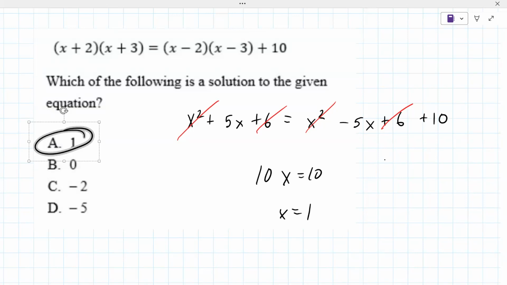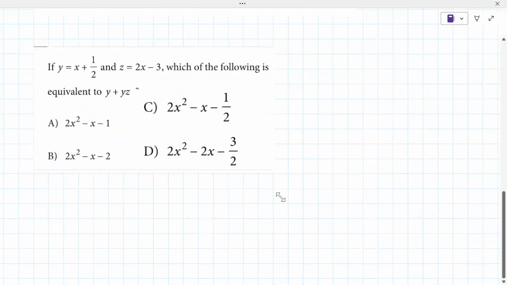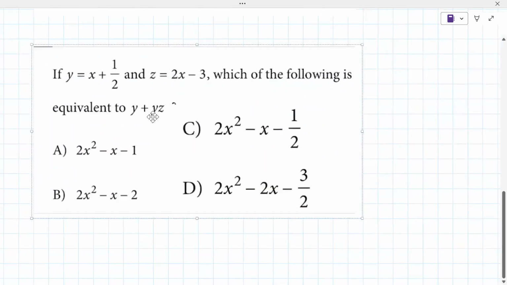New question here. And it's kind of like one we already did, where we really want to look at the answers first. Okay, which of the following is equivalent to y plus yz? Let's look at all the answers. They all have 2x squared. 3 of the 4 have minus x, but they all differ in the last term. Okay, so how can we do this?